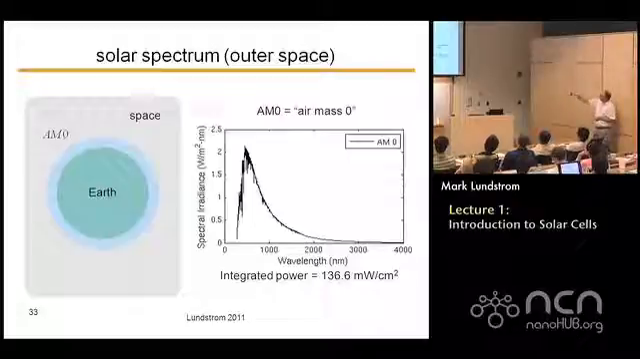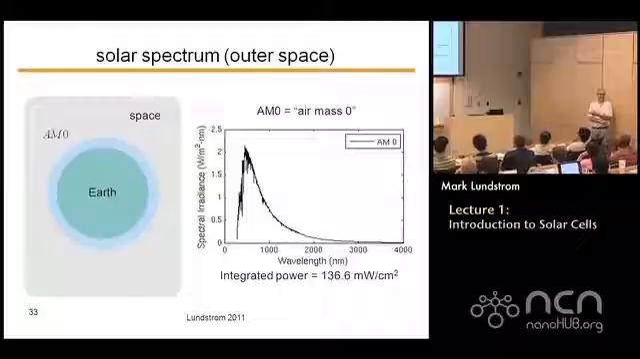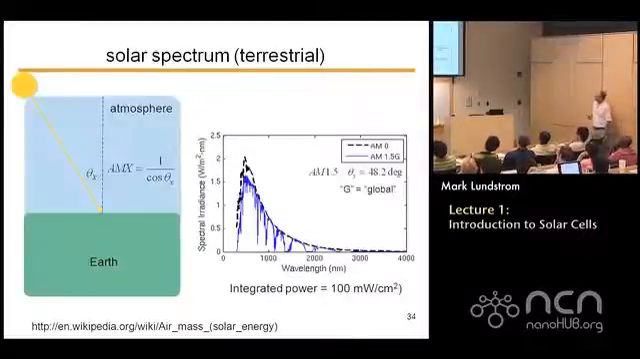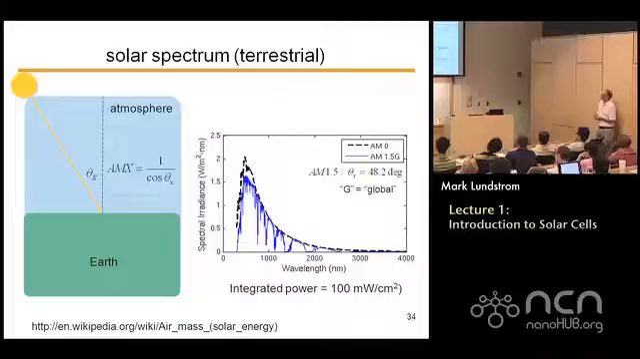And if you integrate the power, you get 136 milliwatts per square centimeter of solar power. And when you make a solar cell, you want to compare that to the electrical power that you get out and maximize the efficiency. Now, if you look on the surface of the Earth, you'll get a slightly different solar spectrum.